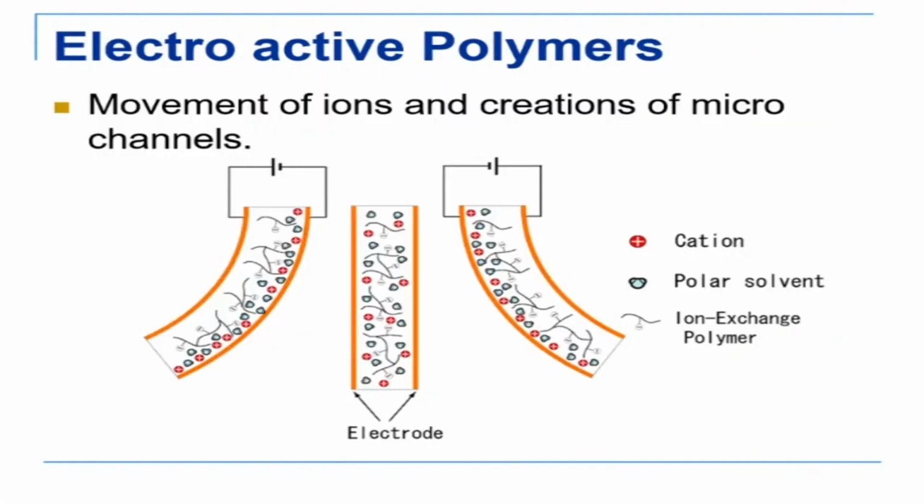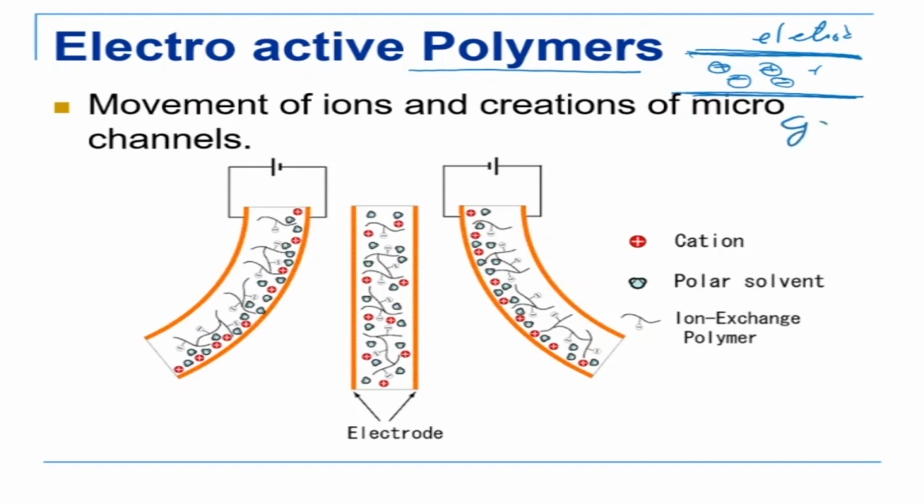Now, the second type of actuators are called electroactive polymers, and how they function is that these are water-soluble polymers. Inside the polymer there are plus and minus charges, and on top there is an electrode layer which is deposited. It can be gold or it can be platinum.